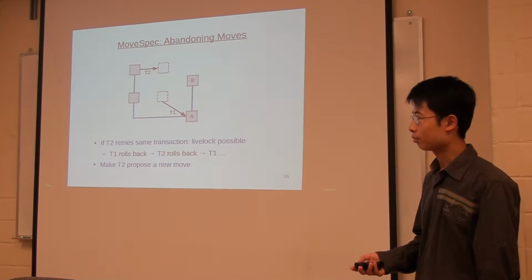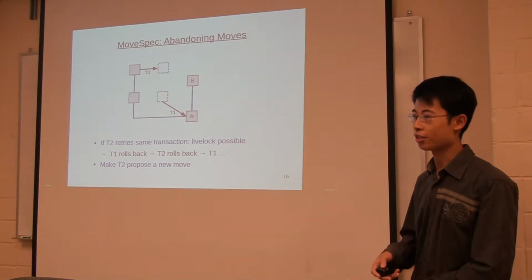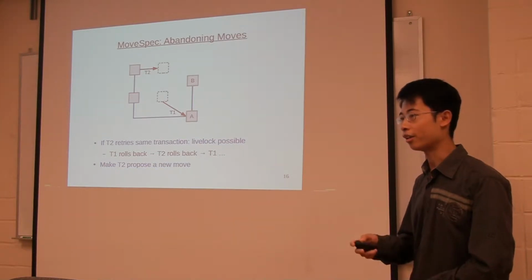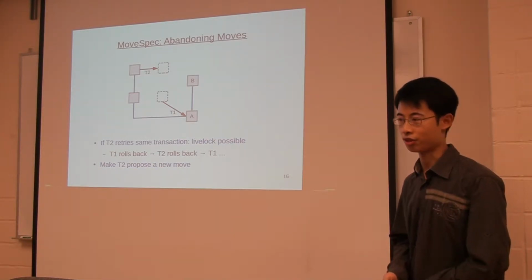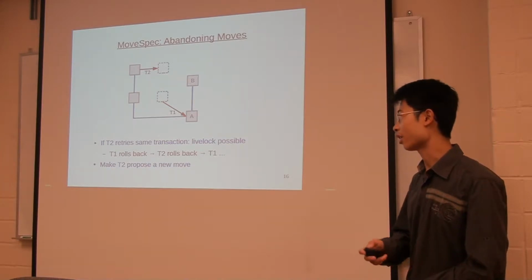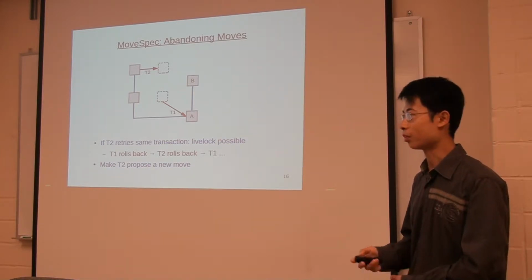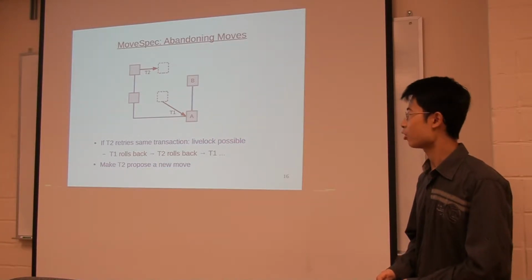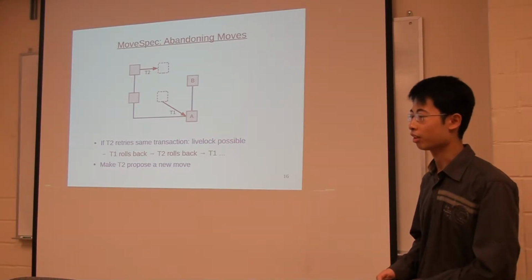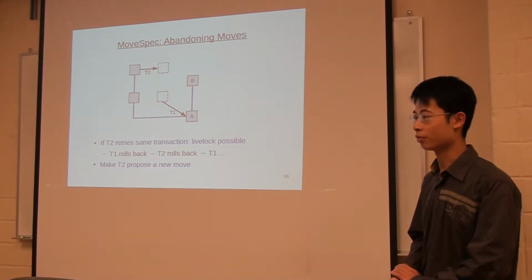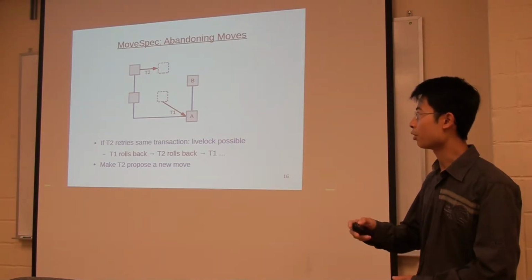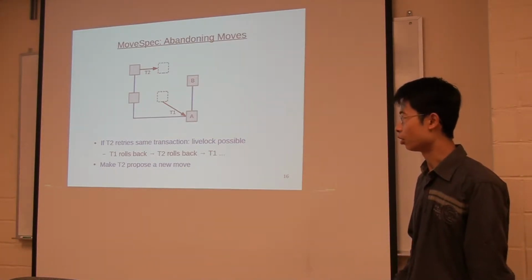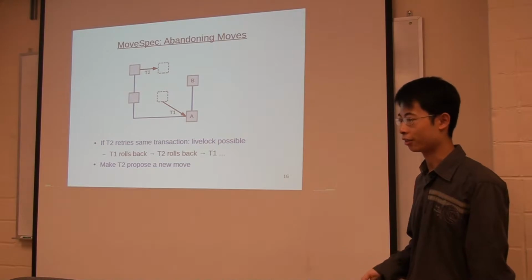Now here's another problem. If thread 2 retries the same move, it can cause thread 1 to roll back. And then thread 1, if it properly tries the same move as it tried earlier, can cause thread 2 to roll back. And we end up with an infinite loop, or in this case, a live lock. And to avoid that, supposing that thread 2 had been rolled back, we get it to propose an entirely new move. This way, we won't end up with the same infinite loop that we would have gotten into earlier.